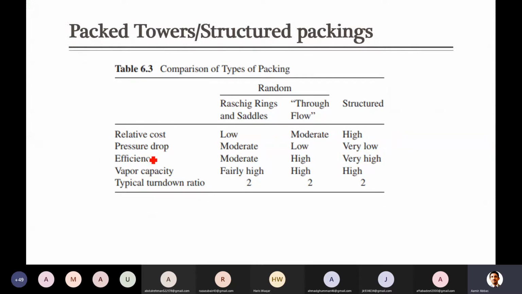In the case of pressure drop, it was moderate. If you compare the three, definitely the first one has more pressure drop than the later ones, because the pressure drop decreased due to the opening of the structure and so on. And then structured packing has very low pressure drop compared to the earlier random packings, because they are structured well.